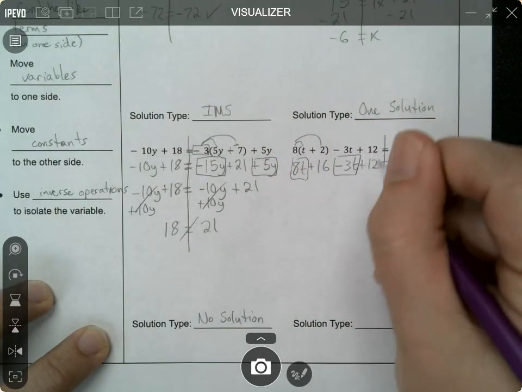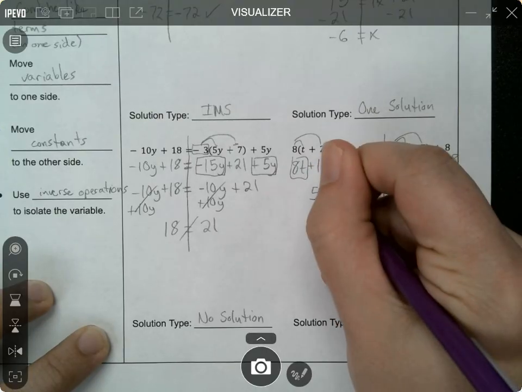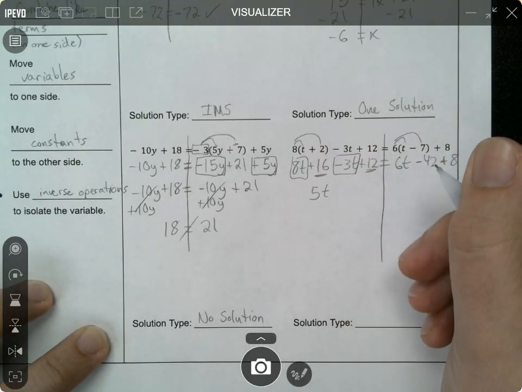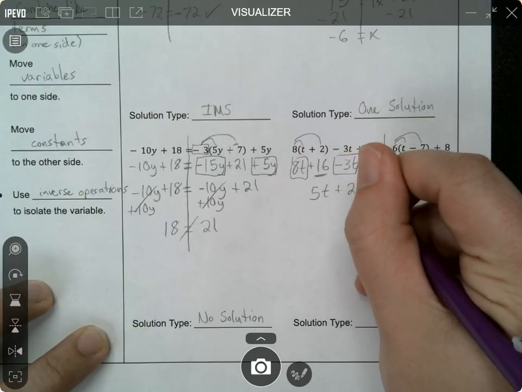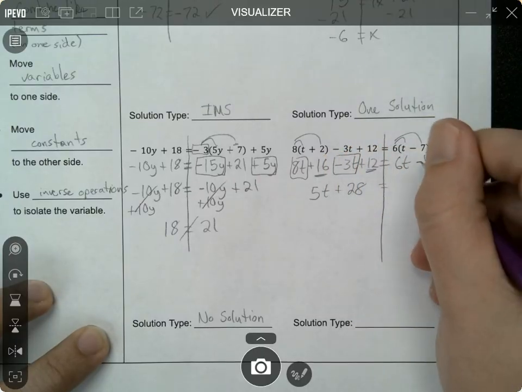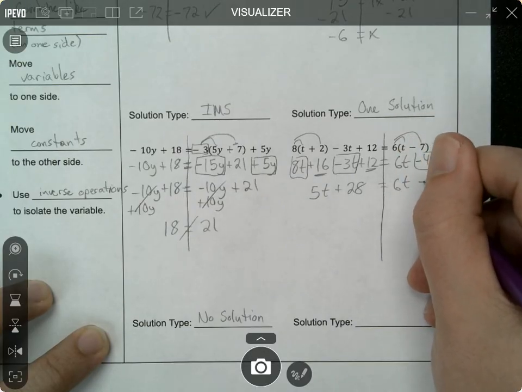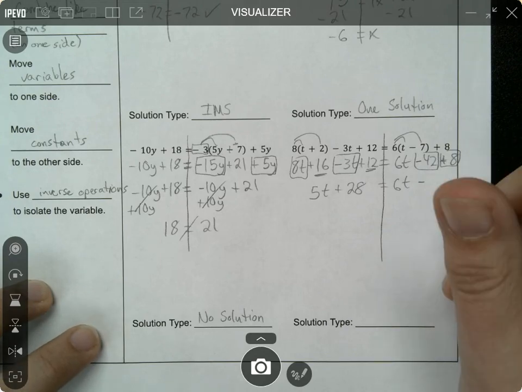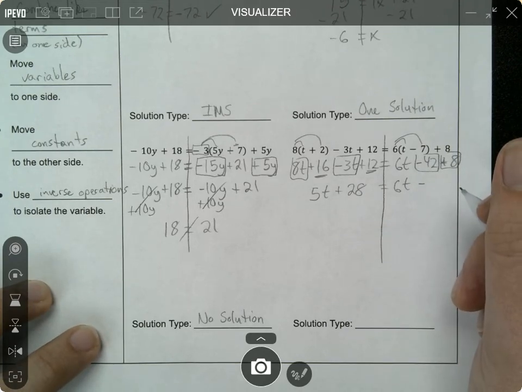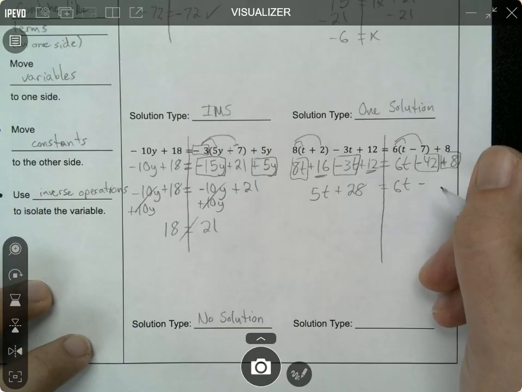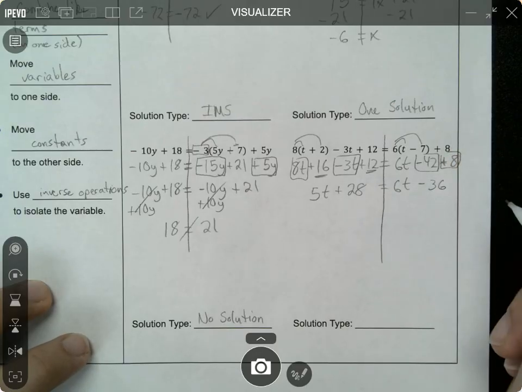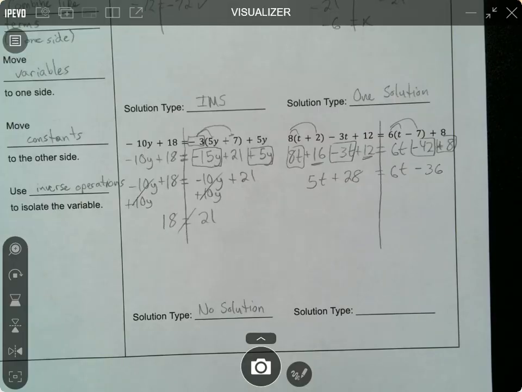8t minus 3t is 5t. 16 plus 12 is 28. Negative 42 plus 8 is, I want to say negative 36. I don't know if that's right. Anybody want to check that? 42 minus 8. I'm going to say 36. I don't know if it's right. It's not right? What is it? Negative 34? Okay.